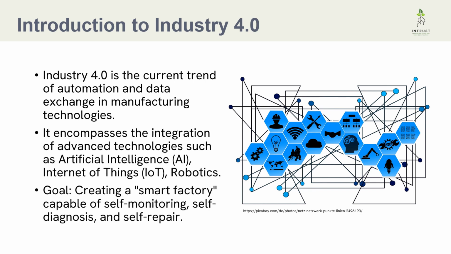The previous example is the perfect introduction to the main characteristics of Industry 4.0. The robotic arm serves to automate specific parts of the manufacturing process, and to achieve this it utilizes diverse technologies which benefit from various data exchanges. It integrates advanced technologies like artificial intelligence, Internet of Things, and robotics in order to achieve automation. Looking at the big picture, this robotic arm is part of a bigger system which aims to transform the regular factory into a smart factory, a factory capable of self-monitoring, self-diagnosis, and self-repair.